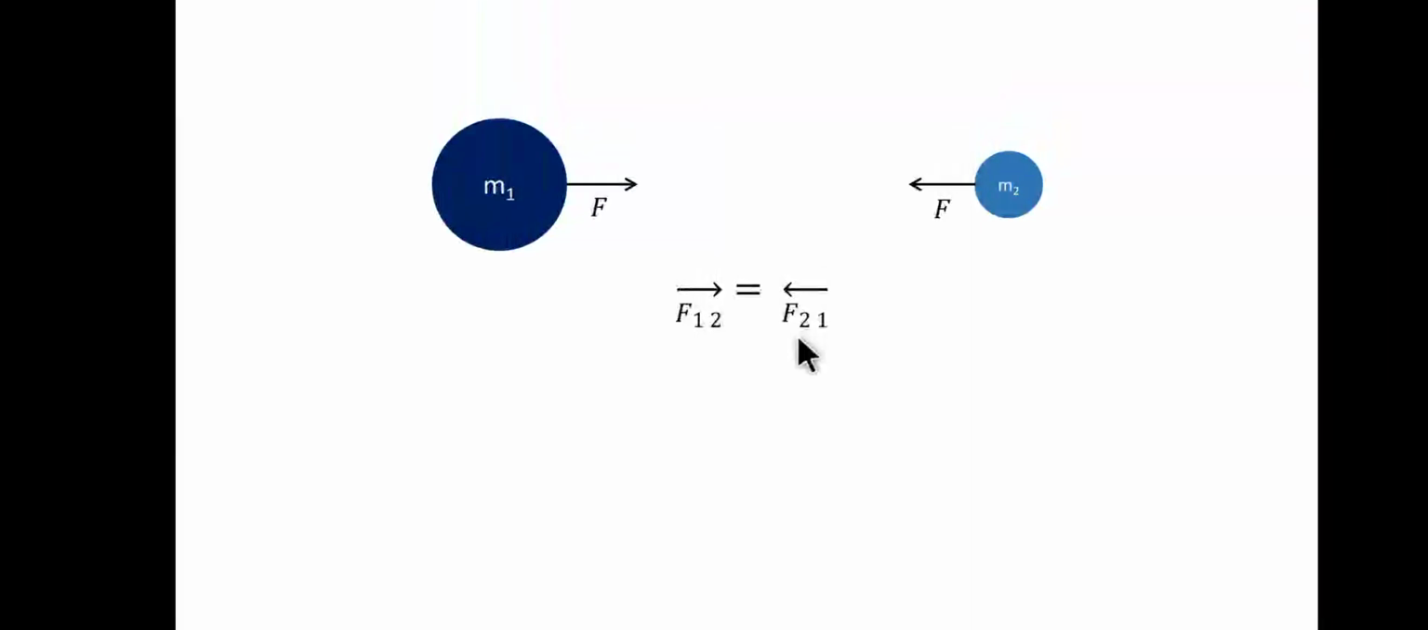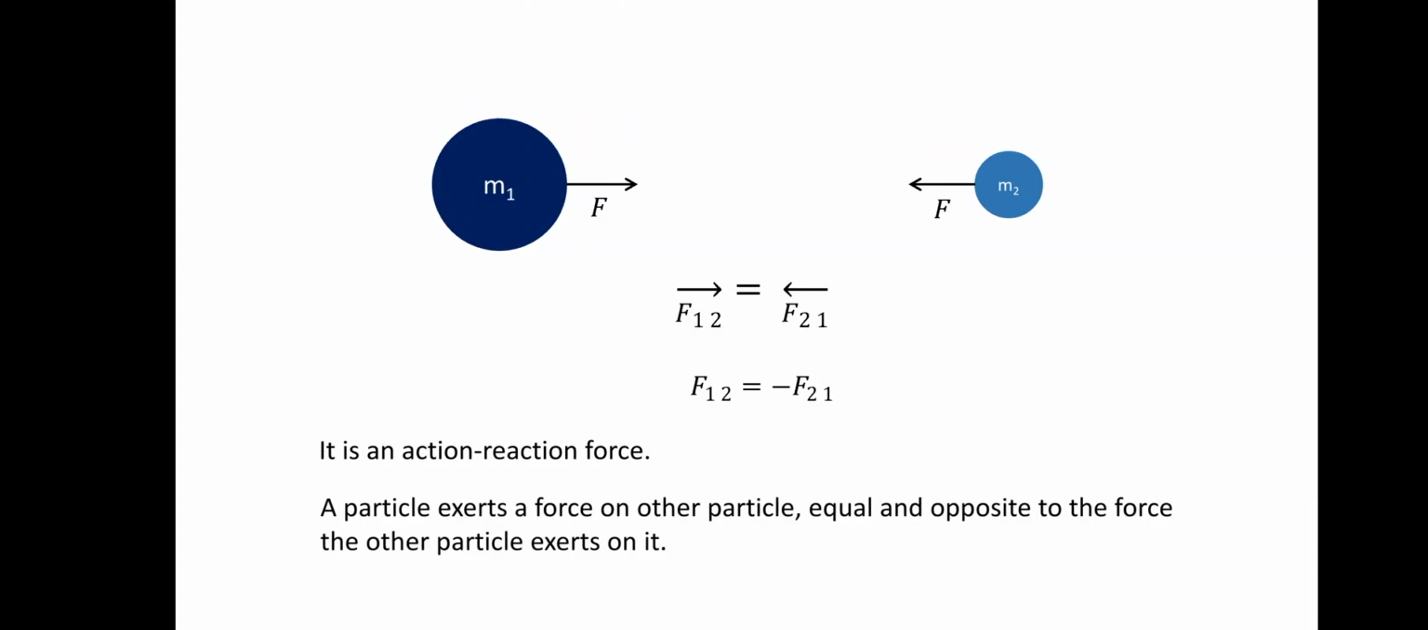Since force is a vector quantity, they will have specific directions. So this can be written as F12 equals minus F21. Minus indicates the opposite directions. So here the two forces are an action reaction pair. If one of the forces is the action, the other one will be the reaction. So it is an action reaction force. A particle exerts a force on another particle equal and opposite to the force that the other particle exerts on it.